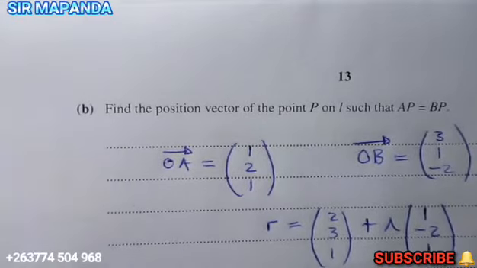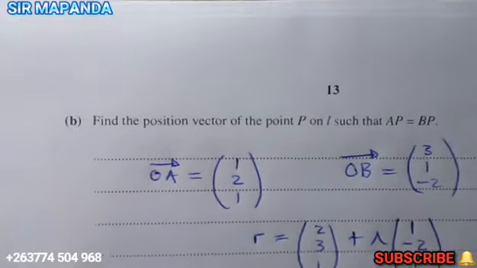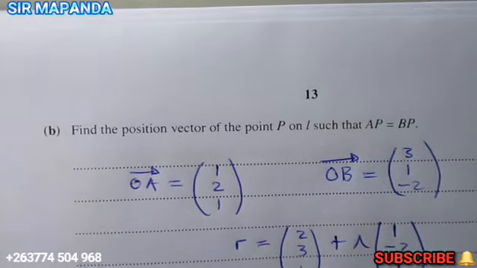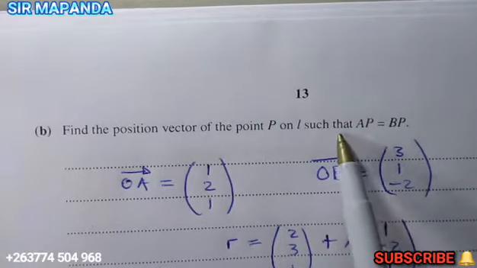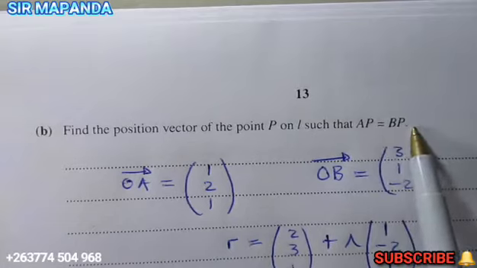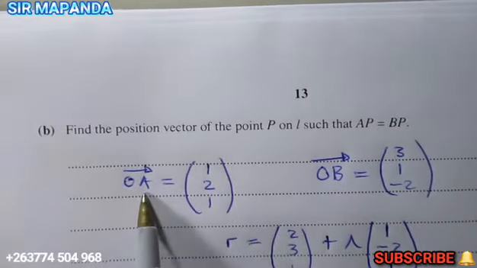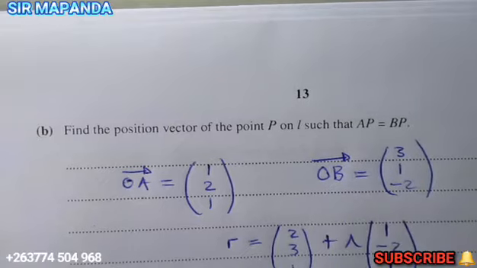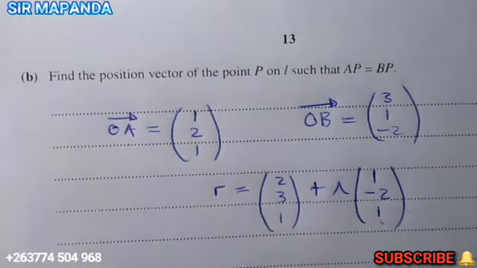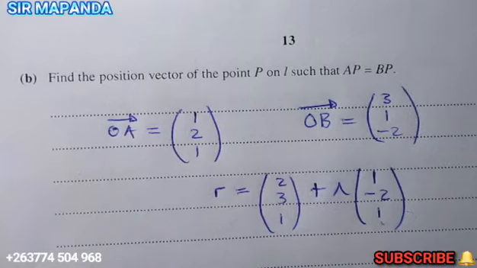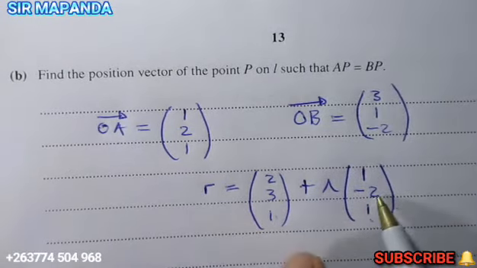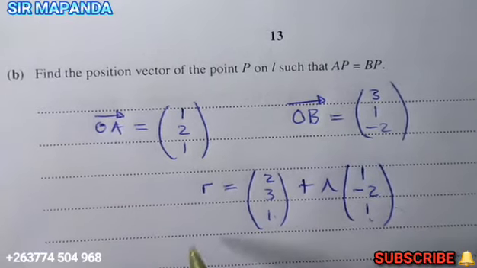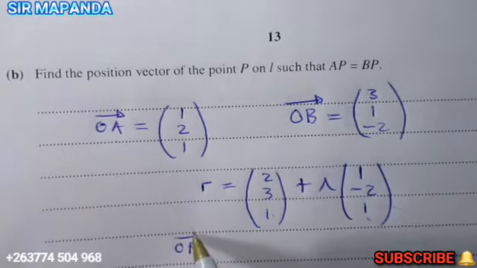Right, we are now moving on to part B of the question. It reads, find the position vector of the point P on L, such that AP is equal to BP. Remember, L is this line, right? The question gave us the position vector of A and the position vector of B, as well as the line L, which is (2, 3, 1) plus lambda (1, -2, 1), right? So if you combine this point together with this direction, I hope you are following, you get the position vector of P in terms of lambda.